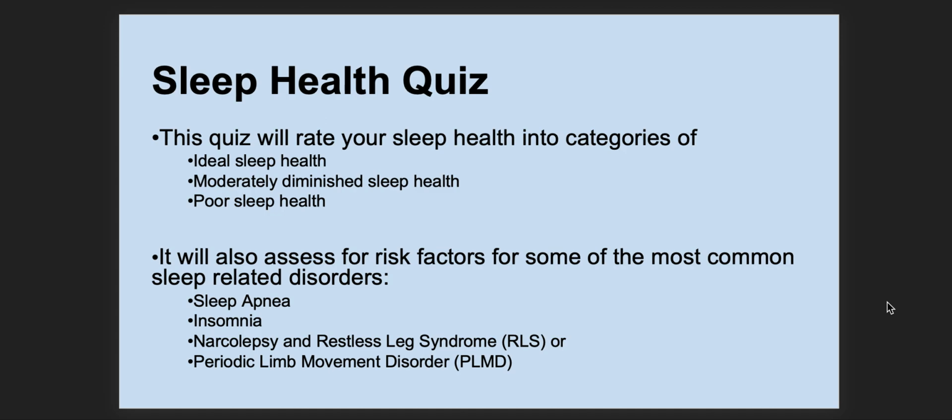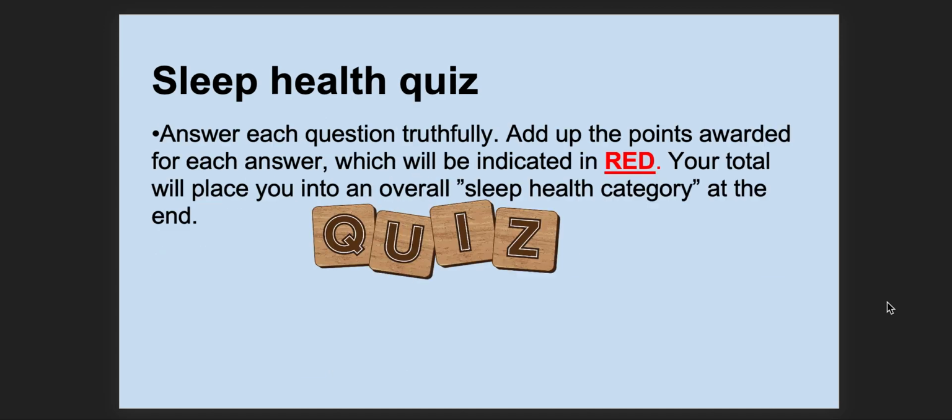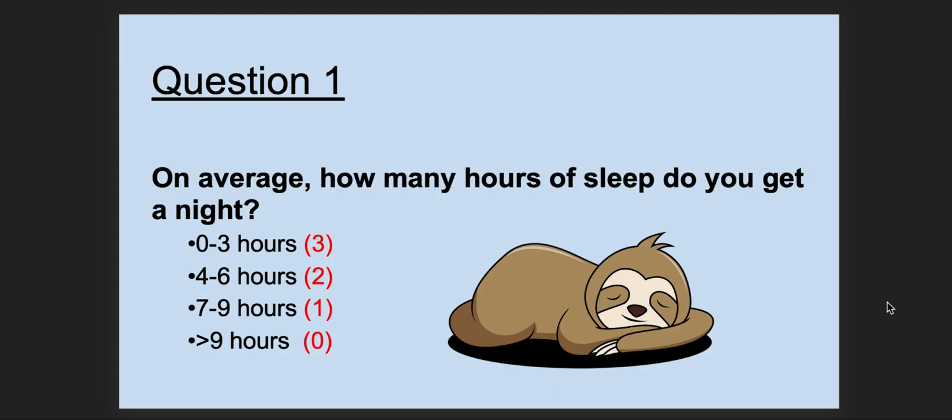So with the first question, I want you guys to just be honest with yourselves and answer these questions honestly. So just add up the points to the right towards the red, and let's get started. Question 1. On average, how many hours of sleep do you get each night? 0 to 3, 4 to 6, 7 to 9, or greater than 9 hours. So give yourself the assigned number of points and just keep track of all of those points as we go per question.